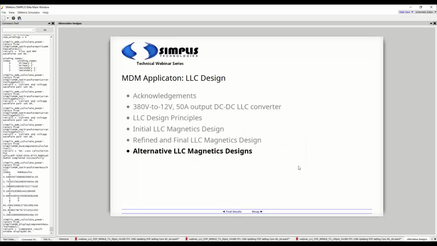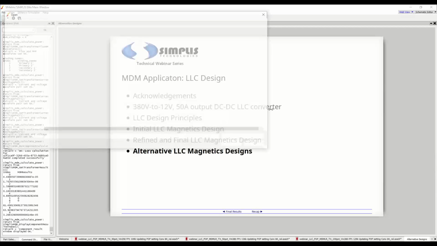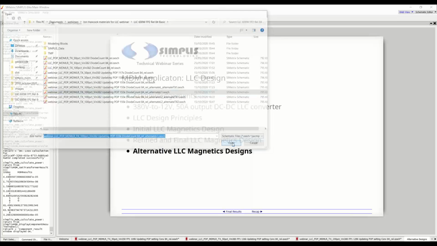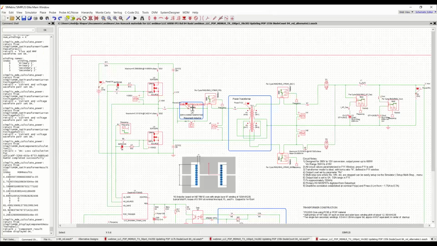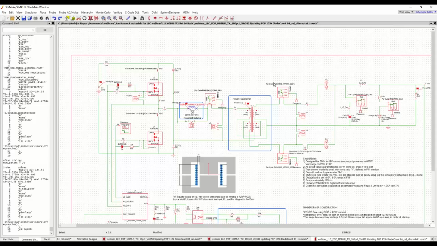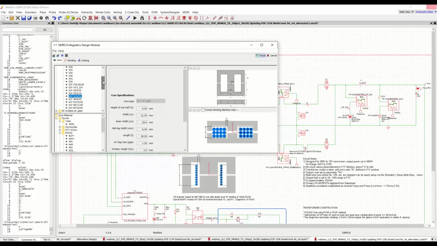So finally, let's look at some alternative designs based off of this, where we take a look at what else we could possibly do. So one option that I took a look at was to change the inductor, because the transformer was already pretty well optimized, but I thought maybe the inductor could work.